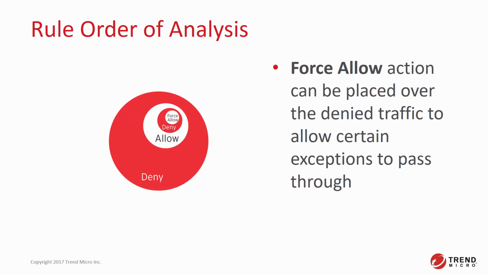A firewall rule using the force allow action can be placed over the denied traffic to allow certain exceptions to pass through. Packets arriving at a computer get processed first by the firewall rule, then firewall stateful configuration conditions, and finally by the intrusion prevention rules. If there are no rules using the allow action in effect on a computer, all traffic is permitted unless it is specifically blocked by a rule with the deny action. Once a single rule using allow is created, all other traffic is blocked unless it meets the condition of that rule.